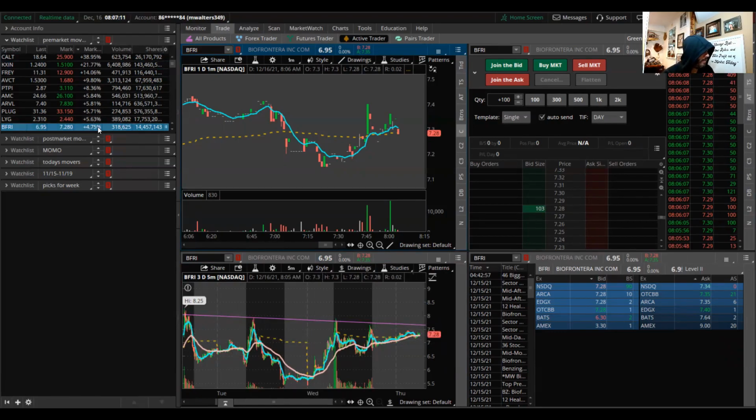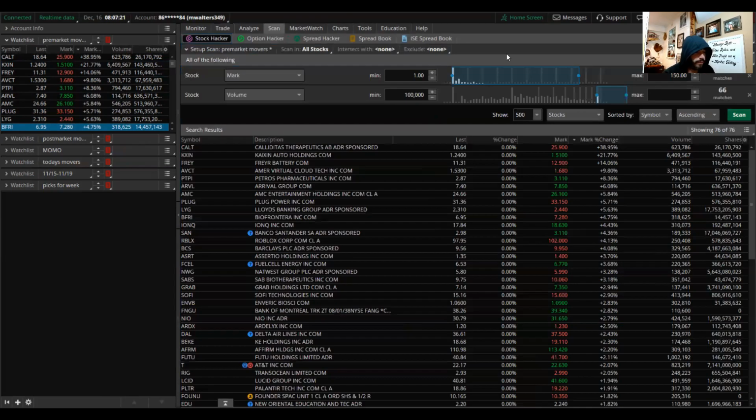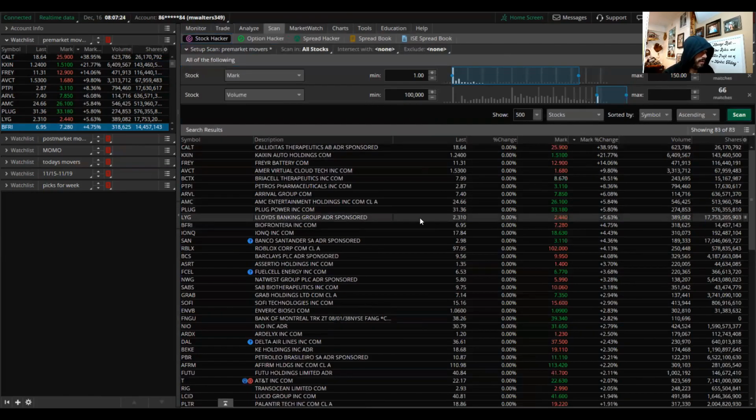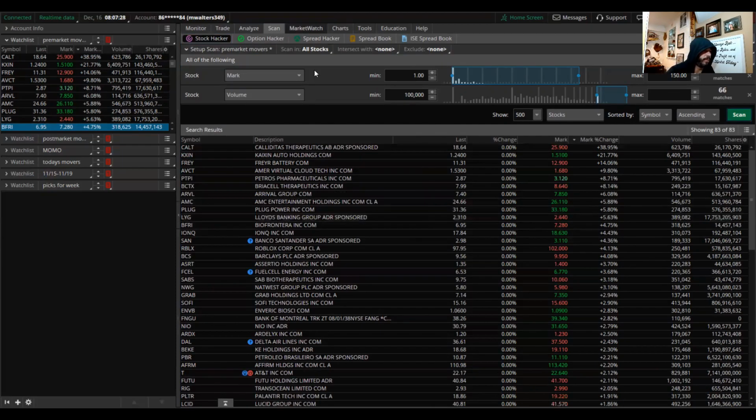It's only gapping up 4%. That's how boring this morning is. But I'm even talking about something that's gapping up 4%. So if things don't look good, then maybe we don't trade, or maybe we just sit here and we wait for some good news to come out. So that's what I look for.